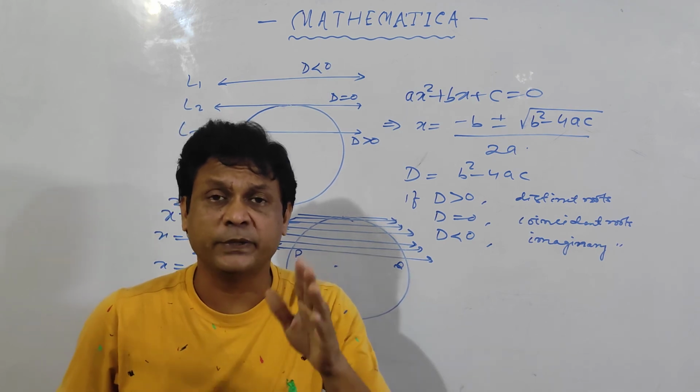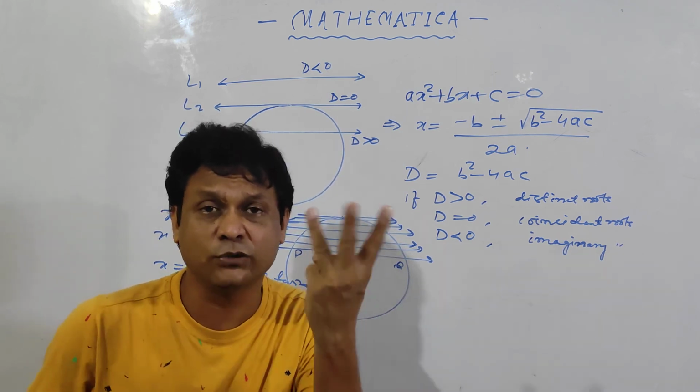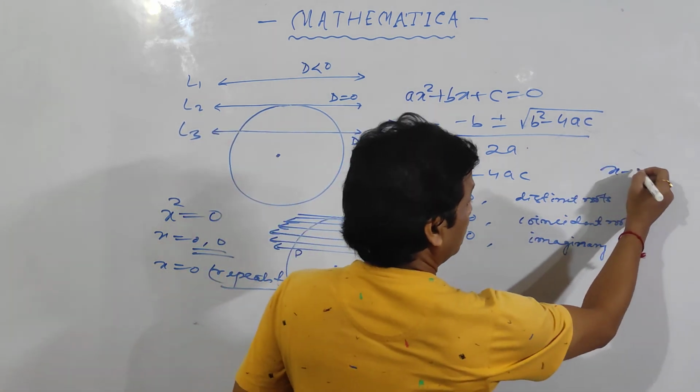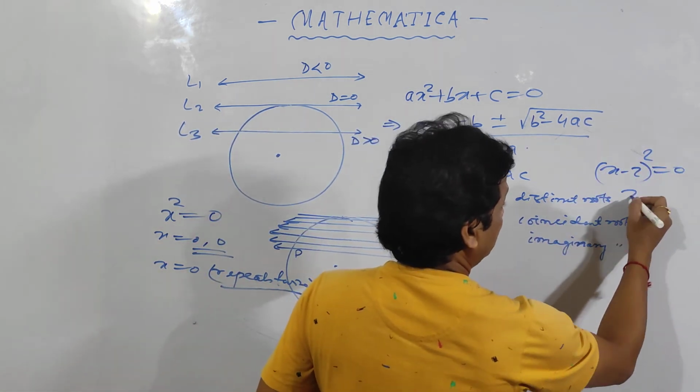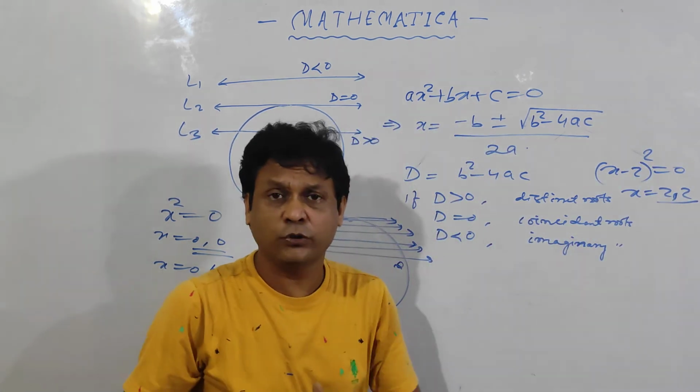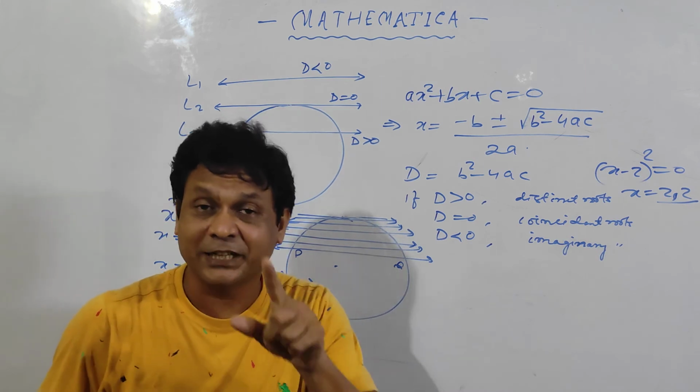x³ = 0. That means x = 0, 0, 0. 3 zeros will be there because it is a cubic equation. Similarly, (x - 2)² = 0 means x = 2, 2, because this is a quadratic equation. So you will get two values, not one value. Is that clear to you?